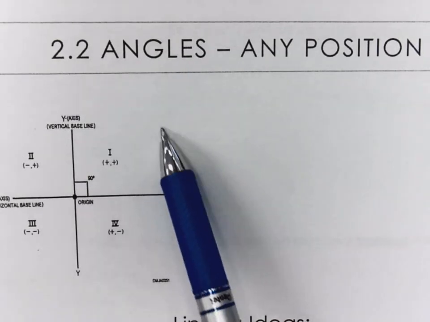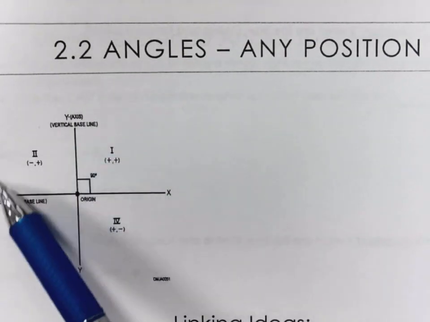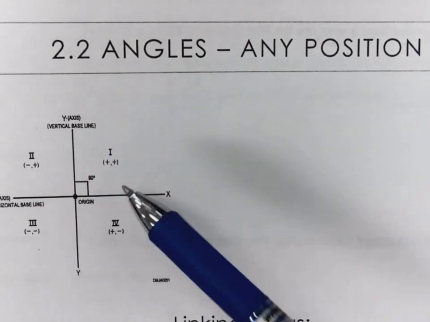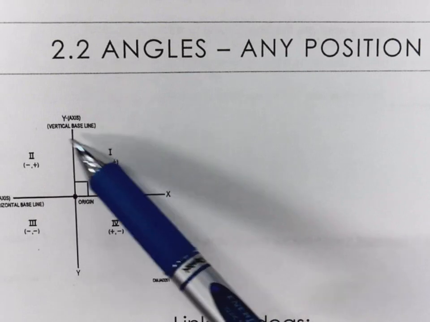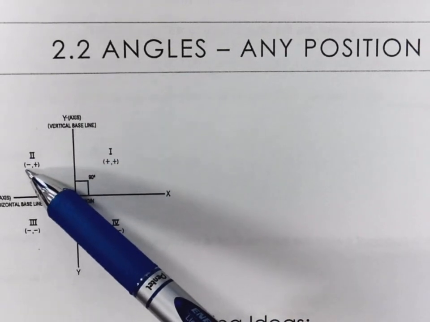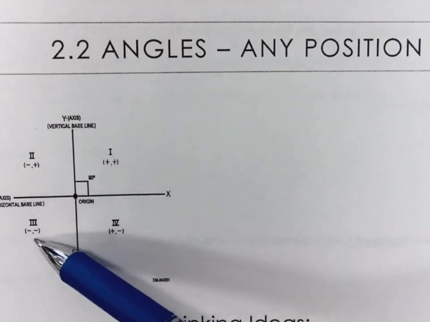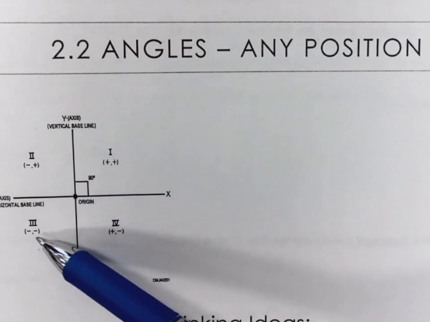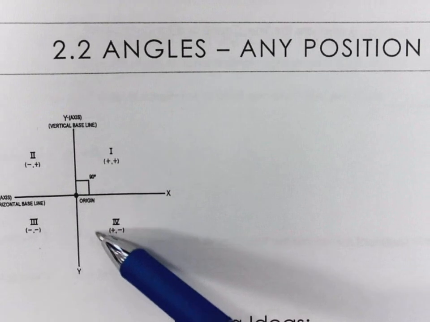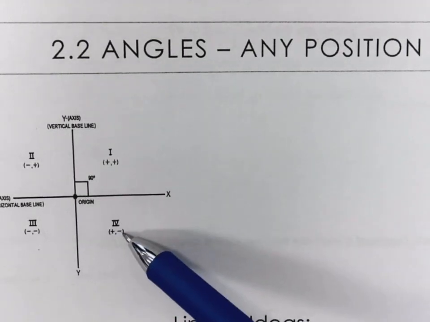This I talked a little bit about in the last lesson, that in quadrant 1, both x and y are positive. If you go to quadrant 2, x becomes negative, y is still positive. If you're in quadrant 3, both x and y are negative. And if you're in quadrant 4, the x is still positive, but the y is negative.